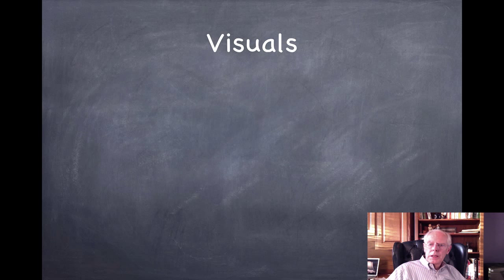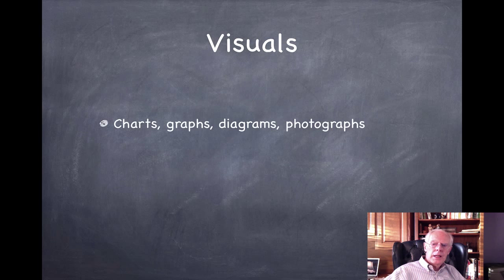Visuals are another way of supporting your claim with evidence. Visual evidence can be a variety of forms. It can be charts, graphs, diagrams, or photographs to illustrate the truth of or provide evidence for your claim, to persuade readers using a different set of sensory organs than perhaps facts and statistics and so forth.